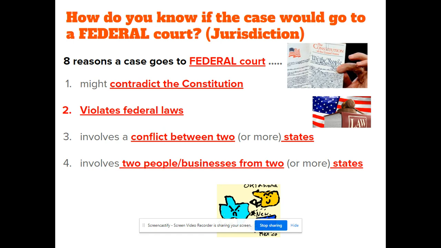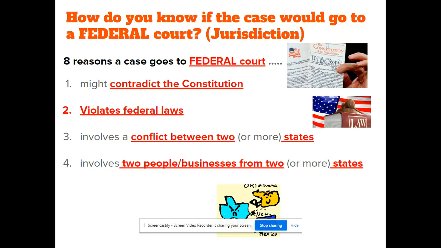The first one: if a case deals with the Constitution, so remember, there are 7 articles and also 27 amendments. If there's an issue or a conflict with the First Amendment, freedom of the press, or a conflict with the 14th Amendment, that case would go to federal court. If it's a violation of a federal law, again, federal court. The last one I want to talk about on this slide is if it's a conflict between 2 or more states, it would go to federal court.